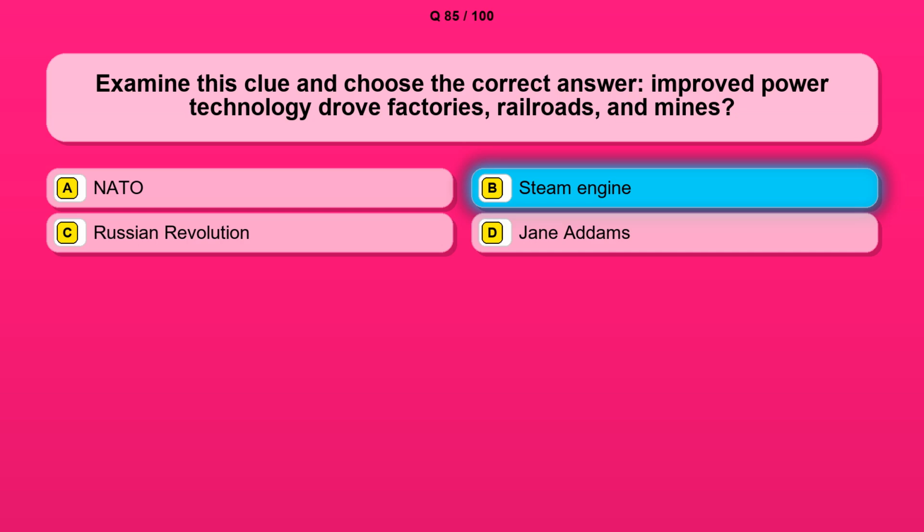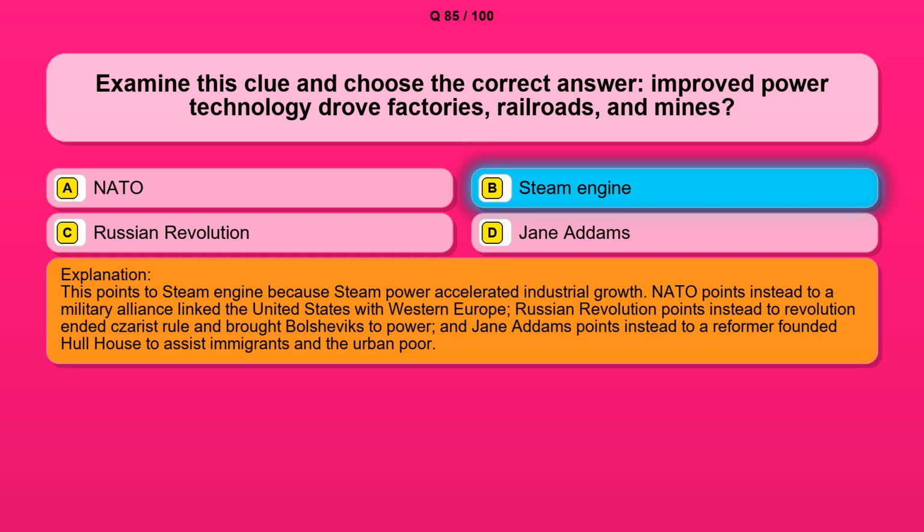The correct answer is option B, steam engine. This points to steam engine because steam power accelerated industrial growth. NATO points instead to a military alliance that linked the United States with Western Europe. Russian Revolution points instead to a revolution that ended Tsarist rule and brought Bolsheviks to power, and Jane Addams points instead to a reformer who founded Hull House to assist immigrants and the urban poor.